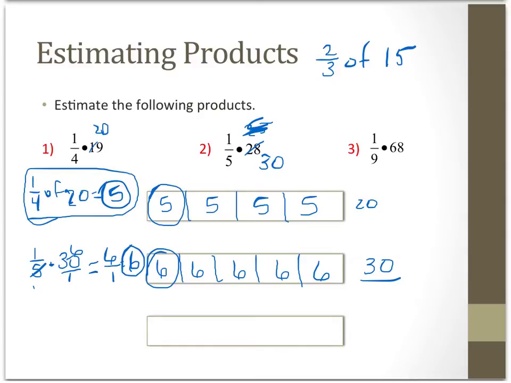Let's try one more. In fact, I'm going to adjust it a little bit, and let's go with 2/9 to show you something a little bit different. I want to know what is 2/9 of 68, or times 68. So again, I'm going to look at the denominator and this whole number. They are not compatible. I want to think about my multiples of 9. I know that 9 times 7 would give me 63, so I don't want to think of 68. I could think 9 times 7 is 63, or 9 times 8 is 72.